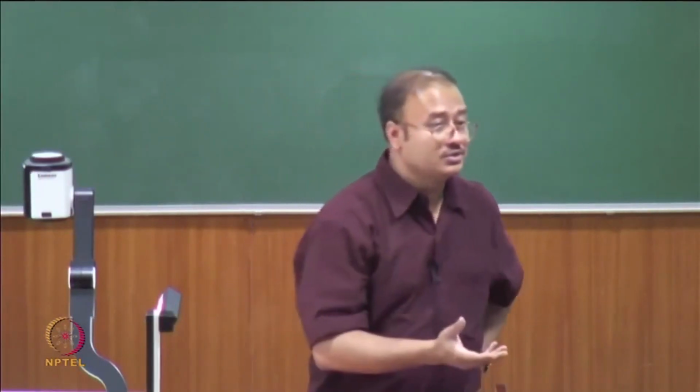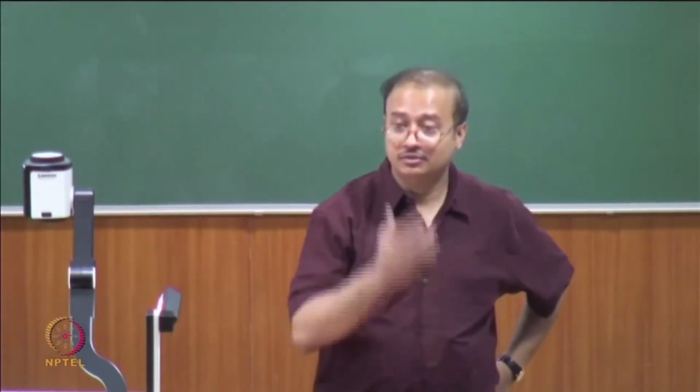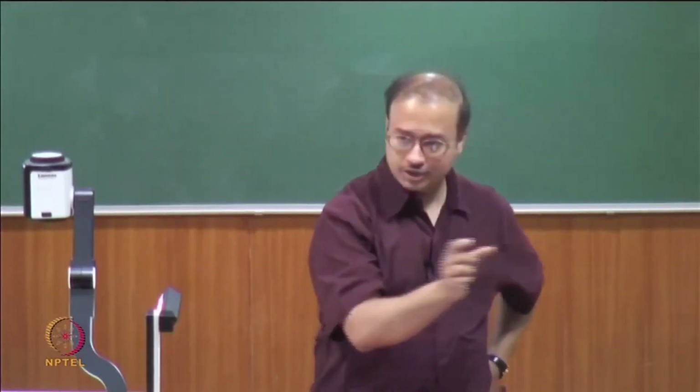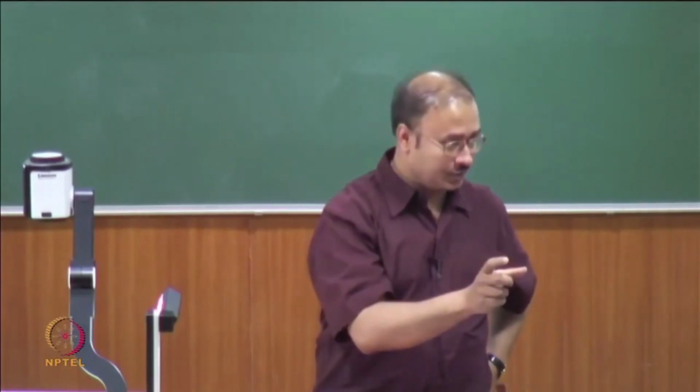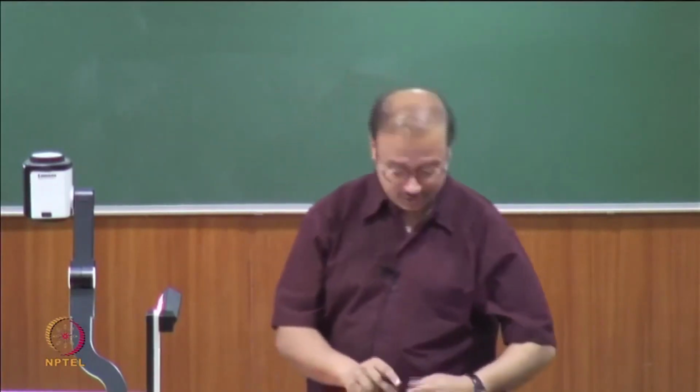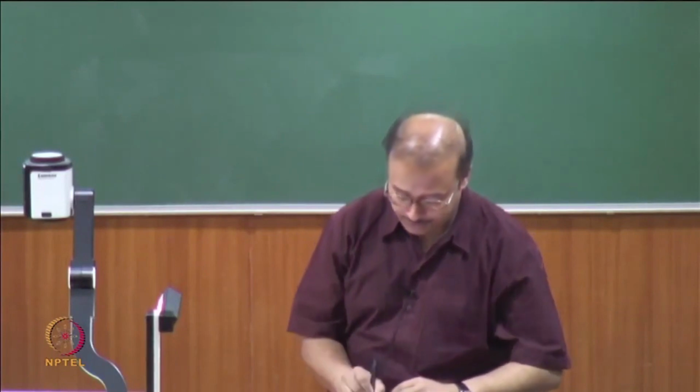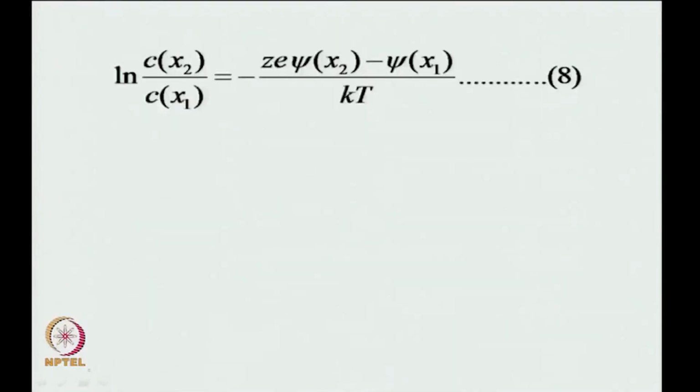So, if you combine these two, what you are going to get is a relation between your potential gradient and your concentration, right. So, that is what your Nernst equation is, isn't it? So, that means if you go ahead, this is how you can simplify it further, okay.